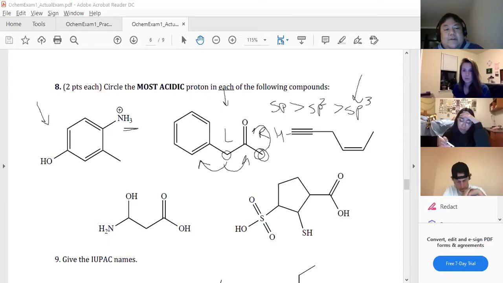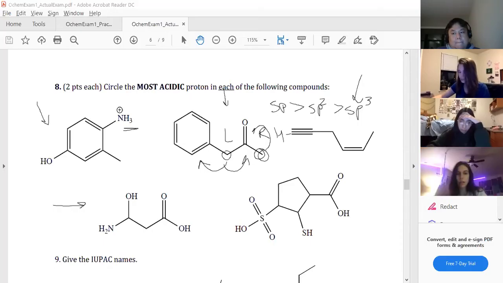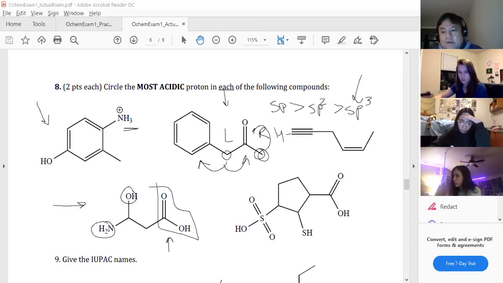Okay, looking at this one here, which one's our most acidic proton? Is it the H2N? Nope. Is it the H on the bottom right? Yep, because what is this functional group called? This is an alcohol. This is an amine. This is a carboxylic acid. Yeah, it's in the name.